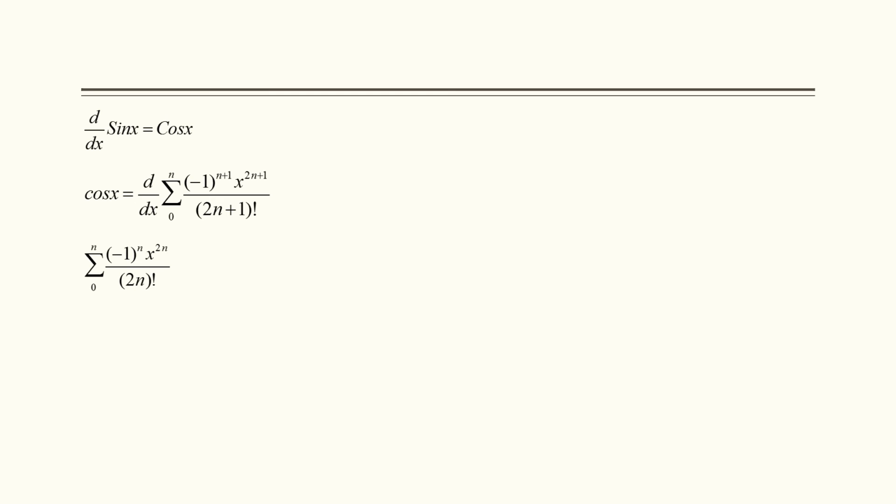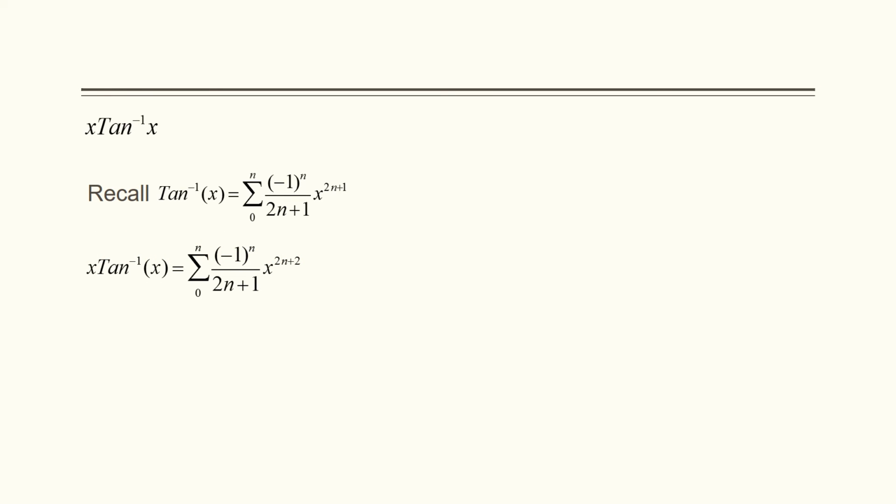In this example, we take the differentiation of sine of x in order to get the power series of cosine of x. When we take the differentiation of sine of x, we can get sigma n goes from 0 to infinity, negative 1 to the n, x to the 2n over 2n factorial, which is the same as what we got in the decomposition of power series.